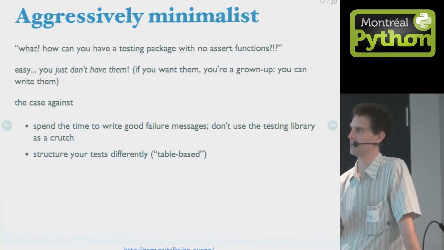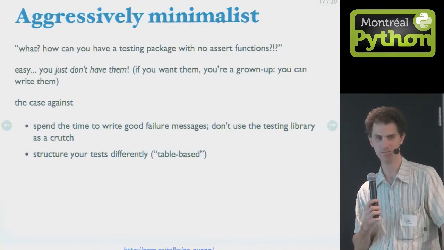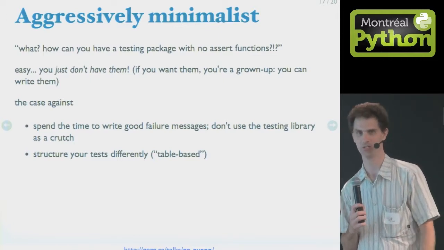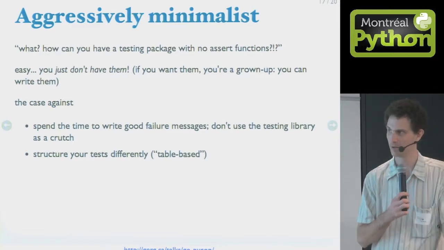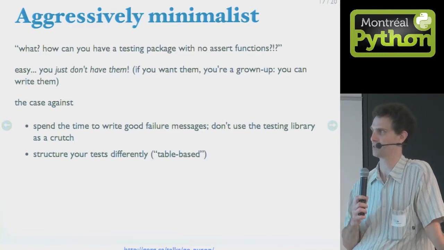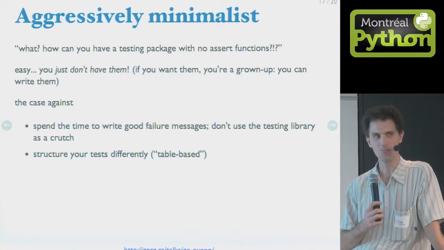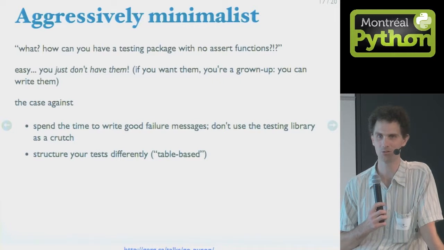So when I say Go is aggressively minimalist, I've given a couple examples already. Here's another one. Of course, Go has a testing package in the standard library. Nobody would take you seriously if you invent a programming language in 2007 or 2009 or whatever it is and don't include a unit testing package. But what's interesting about that unit testing package is it doesn't include any assert methods.